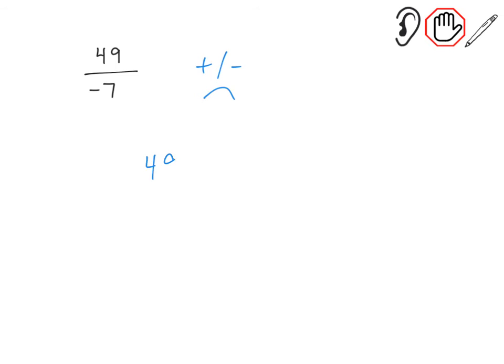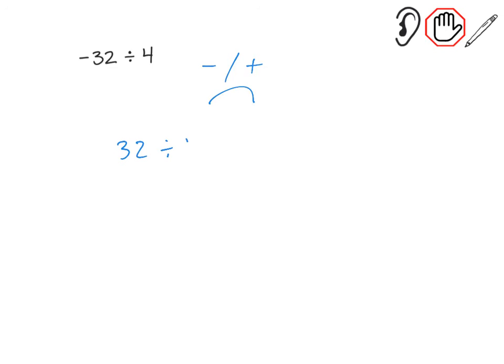49 divided by 7 is 7, and since my answer is negative, it's a -7. -32 divided by 4. I have a negative divided by a positive, so my answer is going to be negative. 32 divided by 4 is 8. And because it's negative, my answer is -8.